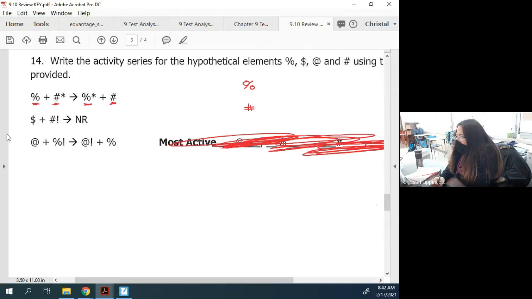Down here, dollar is trying to go in for number sign, and it doesn't work. Which one is more reactive? Which one should be on the bottom of the list here? Should it be dollar sign or number sign? Dollar sign, because it's less active. It didn't work. Okay. At sign bumped percent sign out. So that means that at sign is more reactive than percent sign. Does that make sense, how you can build your own activity series?